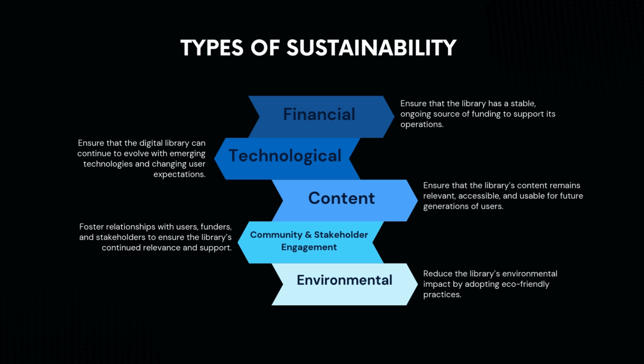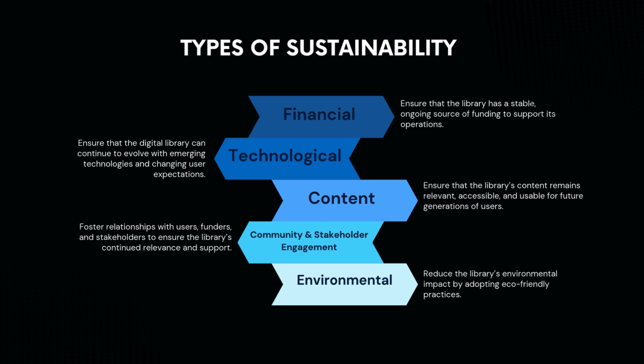The second type is financial sustainability. Financial sustainability ensures that the digital library has stable and ongoing funding to support operations. For example, consistent funding enables continued access to licensed databases, system maintenance, and staff support, reducing the risk of service disruption. The third type is content sustainability.